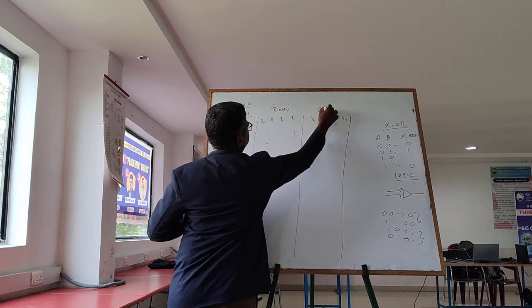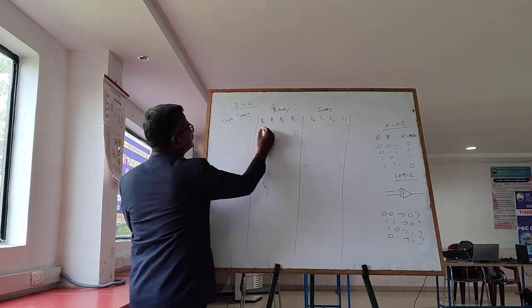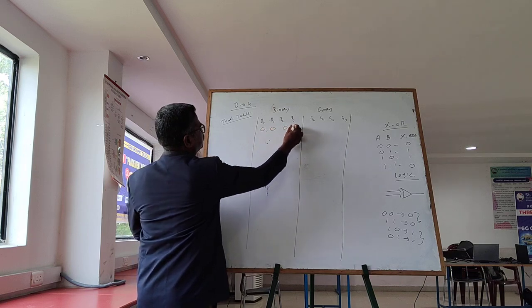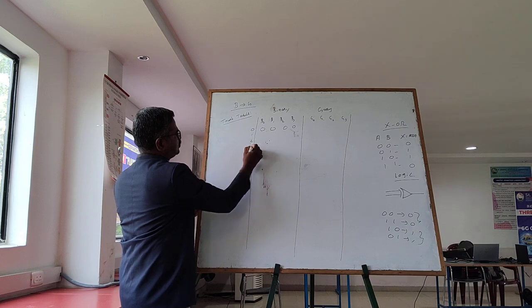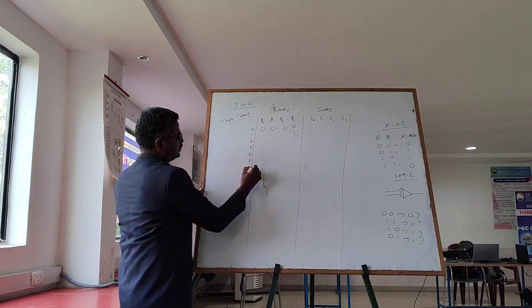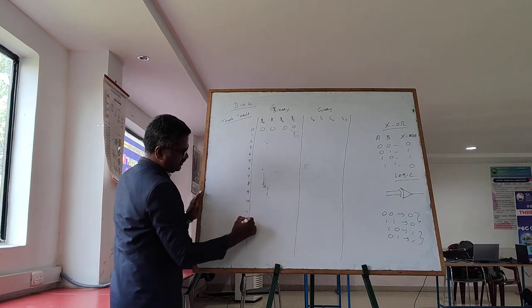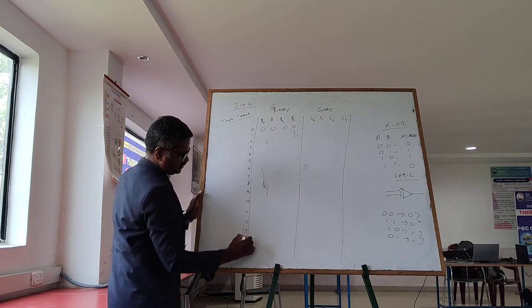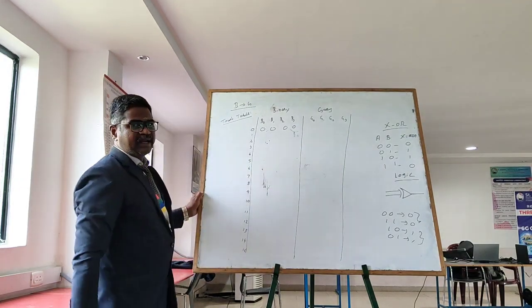This is gray. So write 0, 0, 0, 0. For 0, we have to write up to 15: 1, 2, 3, 4, 5, 6, 7, 8, 9, 10, 11, 12, 13, 14, 15. Up to 15, we have to find the gray number.